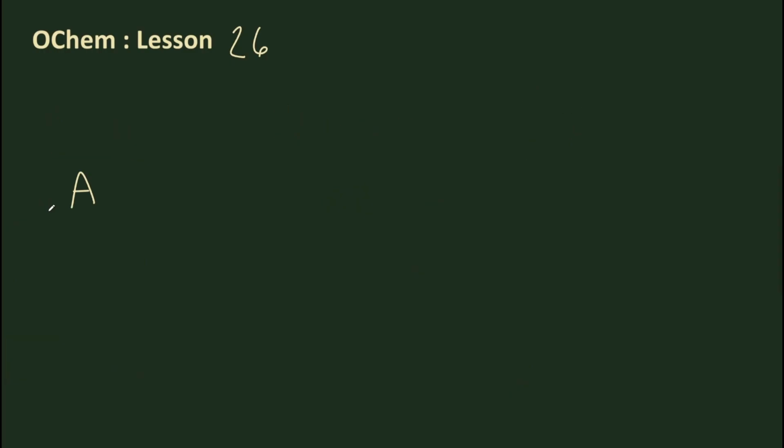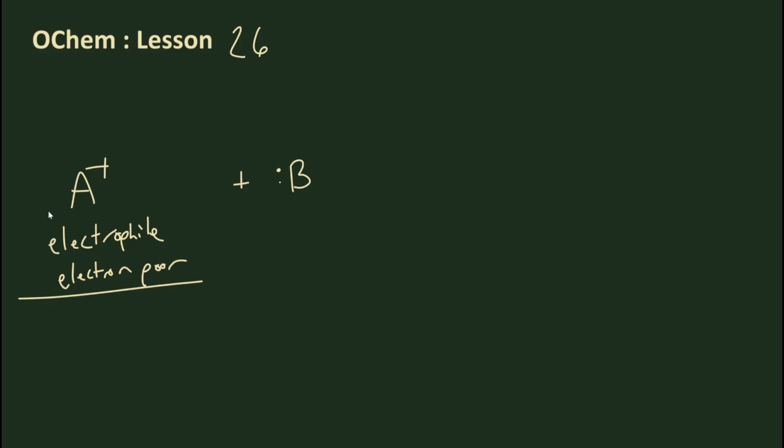Let's take something that we're going to call an electrophile. Electro means electron, phile means in love with. This A plus loves electrons because it doesn't have enough. So this is our electron poor side of things. And over here, we're going to have a nucleophile, which has too many electrons. It's electron rich. That's a nucleophile.